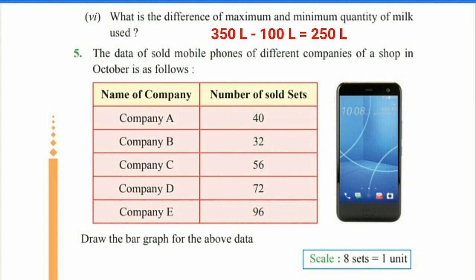Fifth, here we are given name of company and number of sold sets of mobiles. Here company A, company B, company C, company D and company E. And data is 40, 32, 56, 72 and 96. We have to draw bar graph to represent this data. Here we are given scale 8 sets is equal to 1 unit.